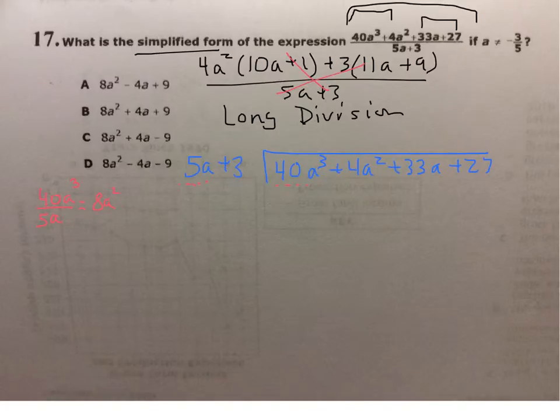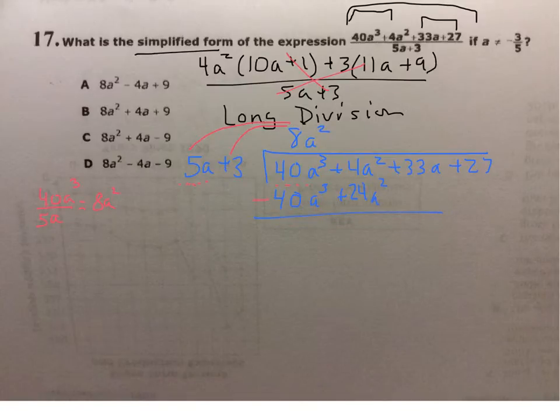So that's what I'm going to write up here, 8a squared. And then once you have that, you're going to think about distributing that first term to the divisor, both the 5a and the 3. And we're going to multiply. So 8a squared times 5a would give us 40a cubed. And then we would also multiply it to the 3. That would get us 12... Hold on. That would get us 24a squared.